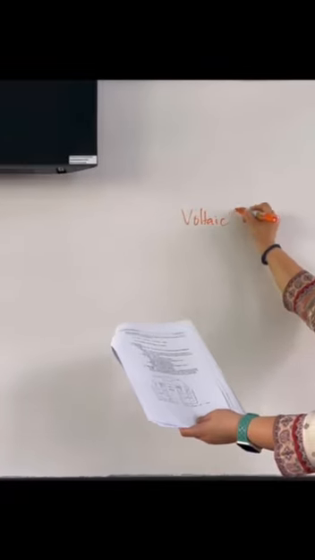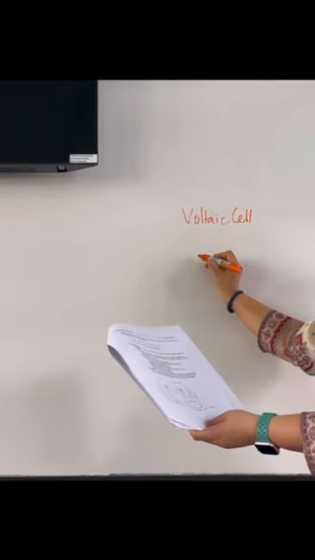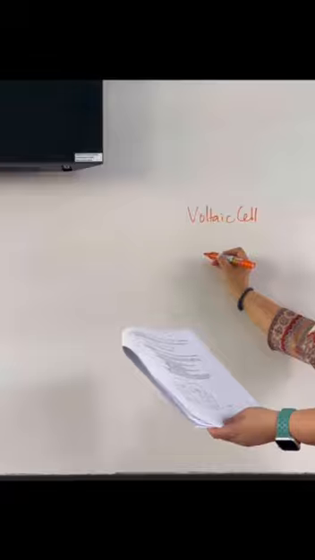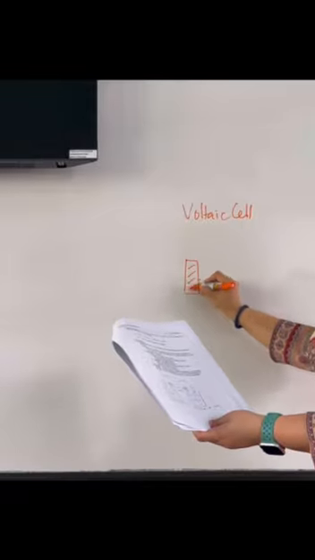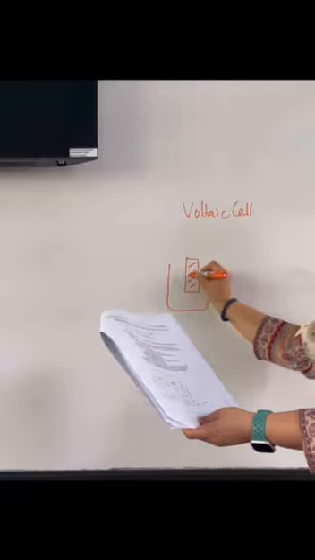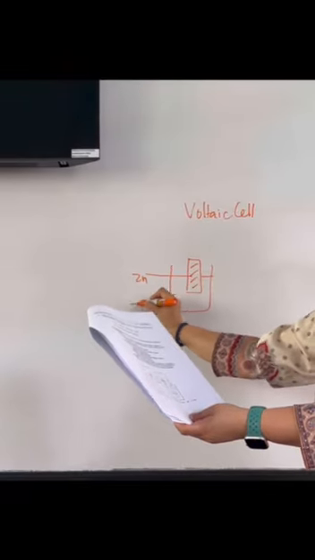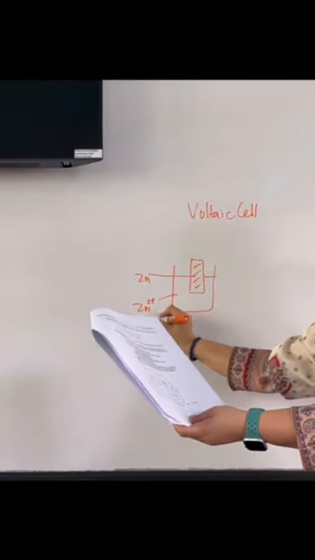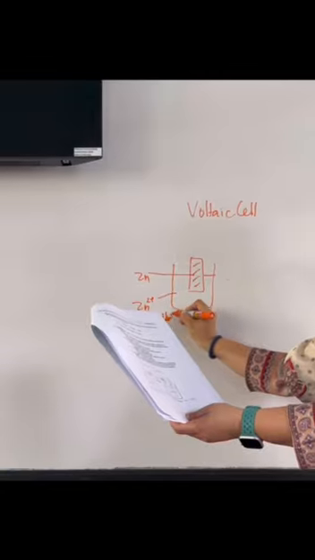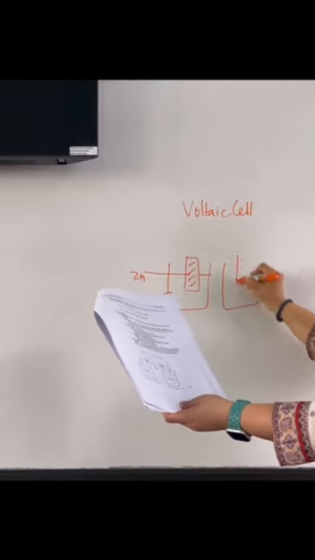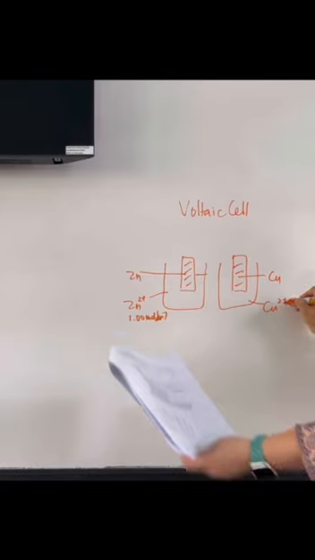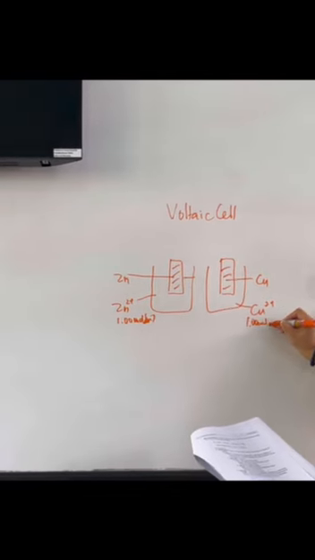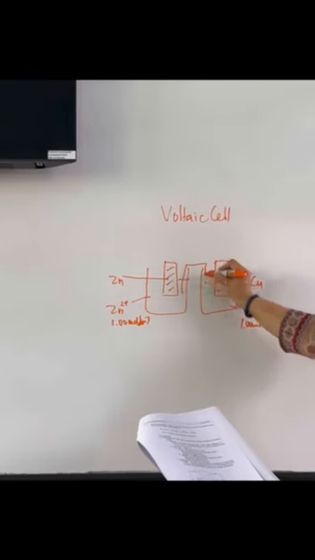Voltaic cell. First you must make sure you have two inert half-cells, which means you have two electrode potentials. For example, zinc is put into 1 molar zinc solution. Then you have a second half-cell, for example, copper put into 1 molar copper solution. And then you must connect them by the salt bridge.